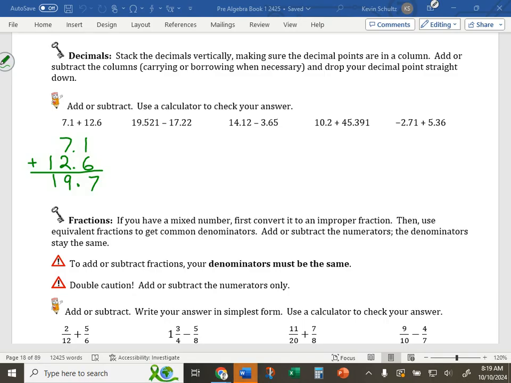So we're not going to spend a ton of time on decimals because we've done them before. As long as you line up the decimal point, it should come back pretty easily. But we'll do one with subtraction. 19.521 minus 17.22.